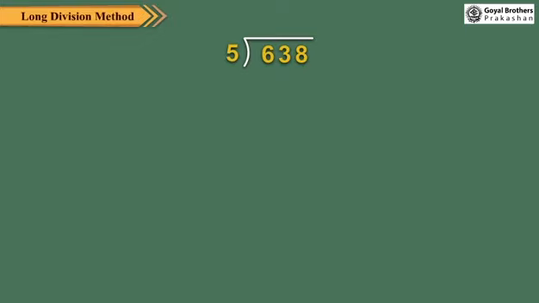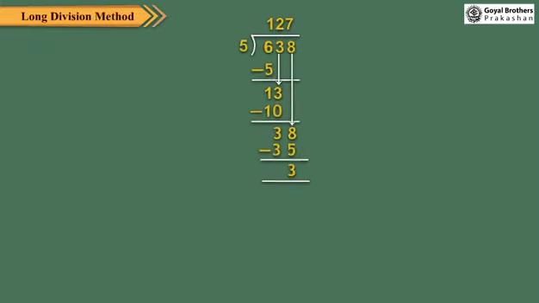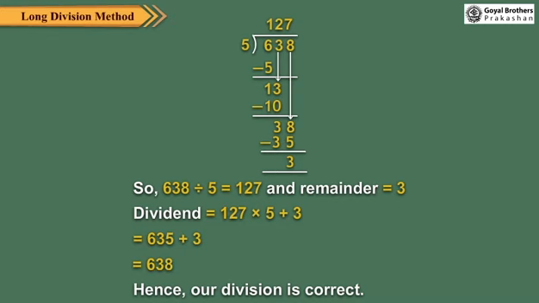Now we will take an example in which we get a remainder. Let us find 638 divided by 5. Steps of this division one by one. Now we check our answer by the algorithm.